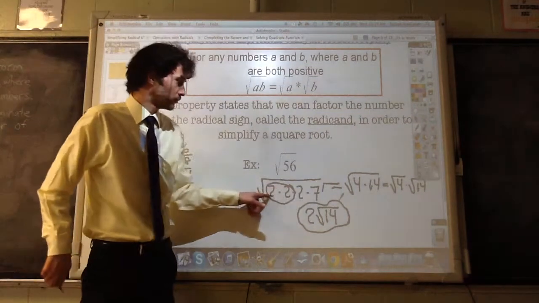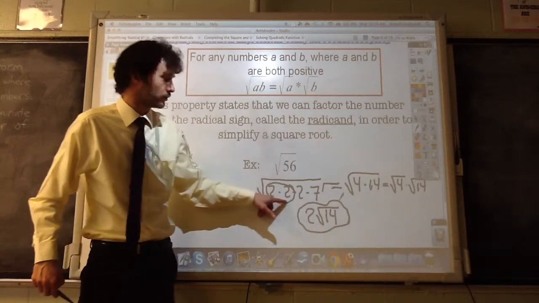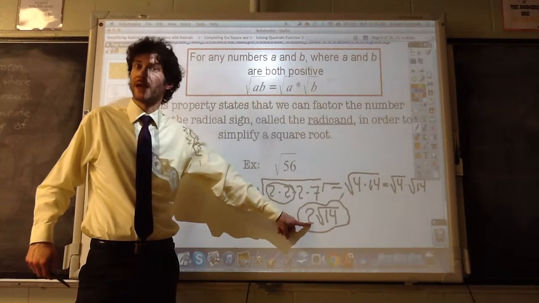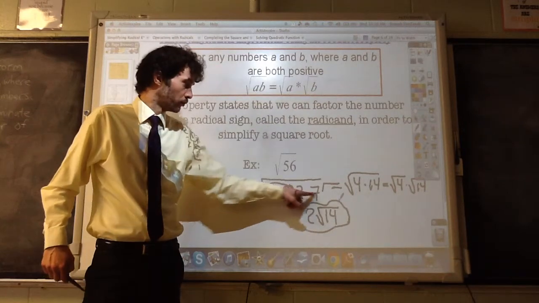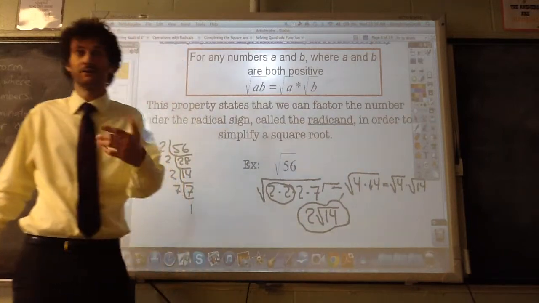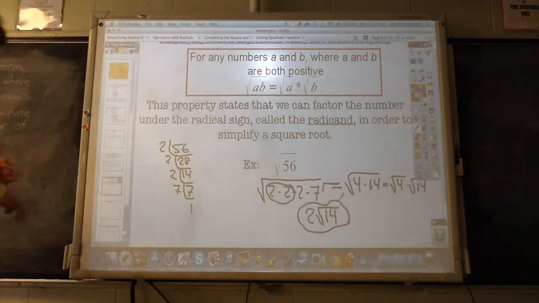So this whole factorization thing, when I realized that I can circle this pair of 2's, you'll see what happened. I pulled out the 2 for that pair, and I multiplied the stuff that was left over, 2 times 7, to get 14, and that's what stayed inside. Okay? So that is the way that works every time.